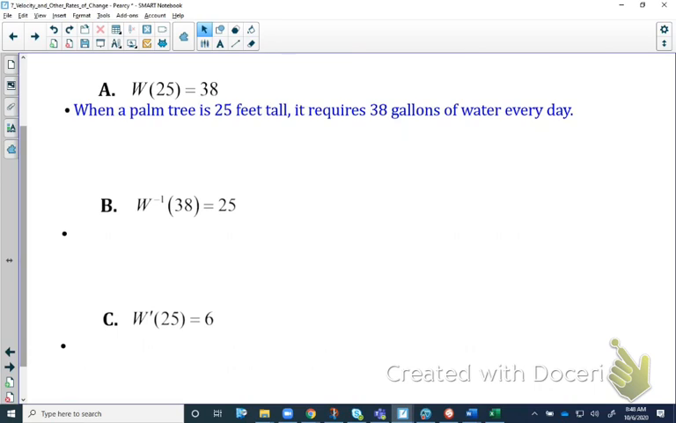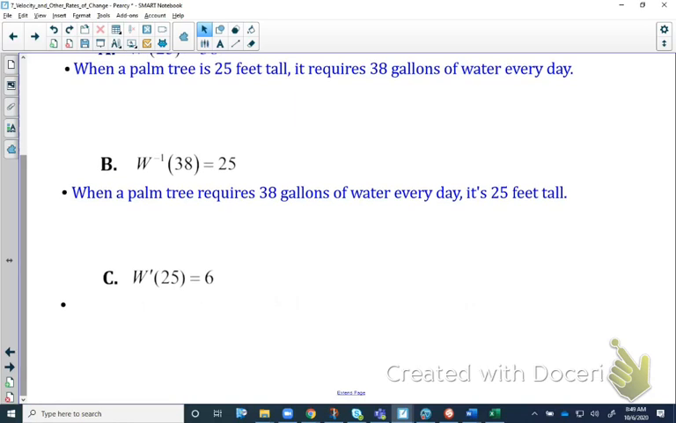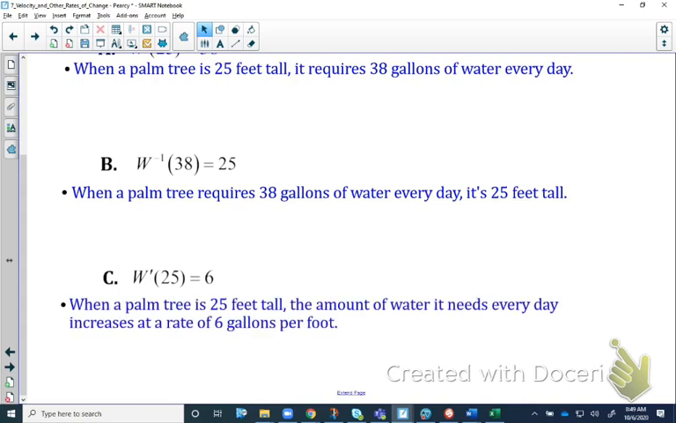Maybe this is just a made-up example, but here, the inverse of W, where we're reversing the inputs and outputs, is just saying that when the palm tree requires 38 gallons of water every day, its height is 25 feet. And part C, this is where we look at the derivative of the function. So here, W prime of 25, they're still telling you that the height is going to be 25 feet, but the amount of water that it's going to be needing is increasing at a rate of 6 gallons per foot of height that it has.